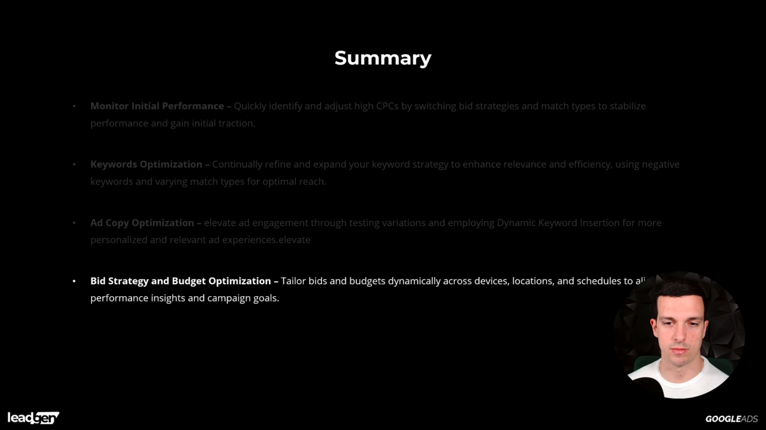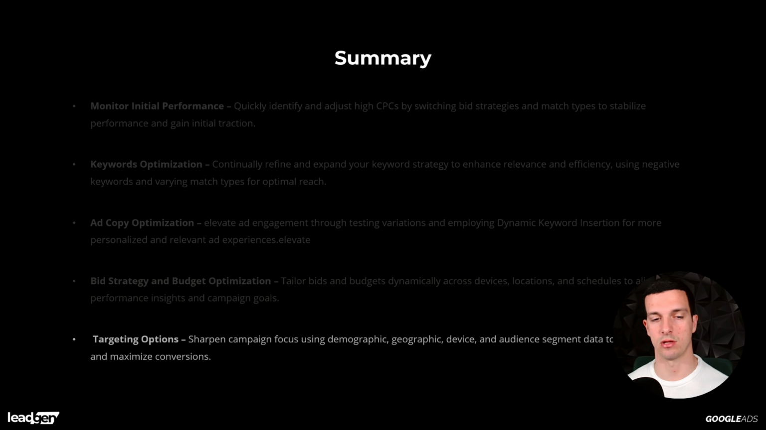Bid strategy and budget optimization: tailor bids and budgets dynamically across devices, locations, and schedules to align with performance insights and campaign goals. So as I said, go with maximize conversions. Later, when you have conversions, introduce maximize target CPC, CPA, and go for some rough number like what you have right now in terms of approximately your cost per action conversion, and go with this number, let it run 10 days, and then start lowering this number so you get maybe better results.